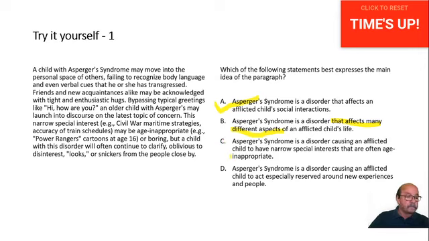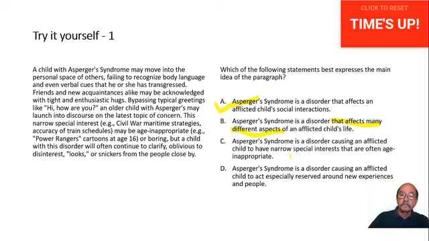What about C? Okay, now C is the opposite of B, and this is too narrow. It is a disorder causing an afflicted child to have narrow special interests. So this is just dealing with one of the problems with this disease. Since it's too narrow, we cannot accept this one as the answer.